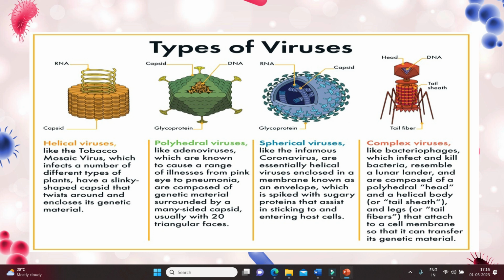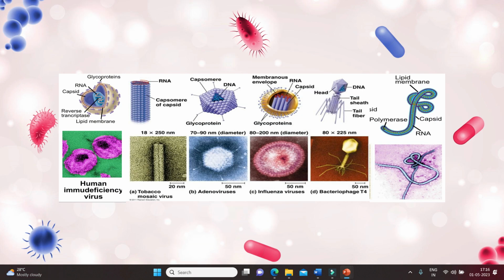Coming to types of viruses, there are so many types of viruses. Based on their structure, there are helical viruses like tobacco mosaic virus, which infects a number of different types of plants and has a slinky-shaped capsid that twists around and encloses its genetic material. Coming to polyhedral viruses like adenoviruses, which are known to cause a range of illnesses from pink eye to pneumonia, they are composed of genetic material surrounded by a many-sided capsid, usually with 20 triangular faces.